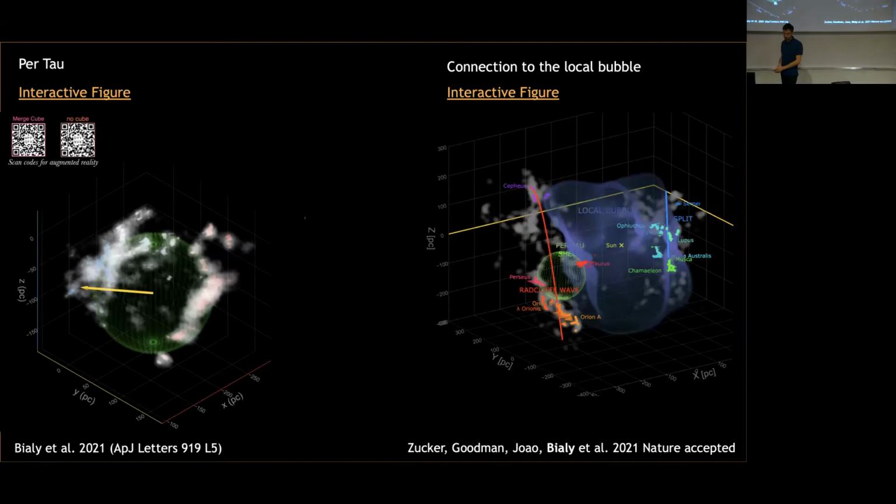But yes, you need to. You have stars every 1 parsec. This is 160 parsecs in diameter. You have stars every parsec.